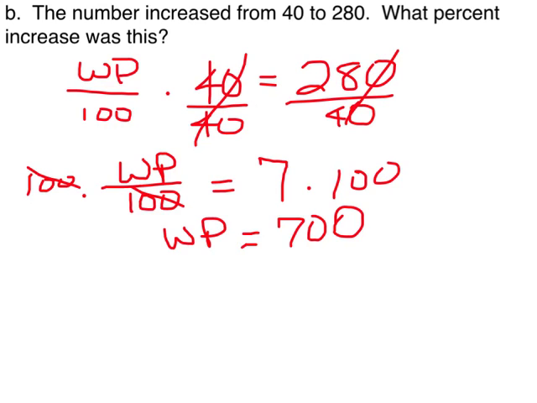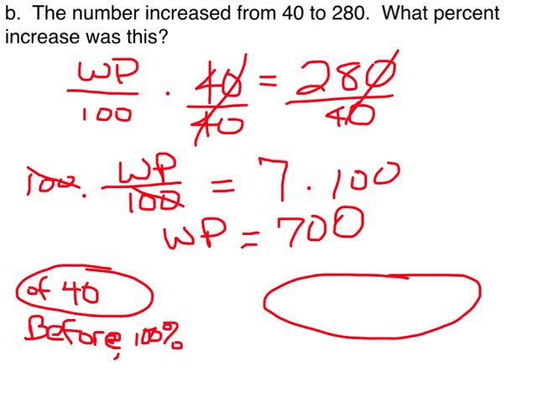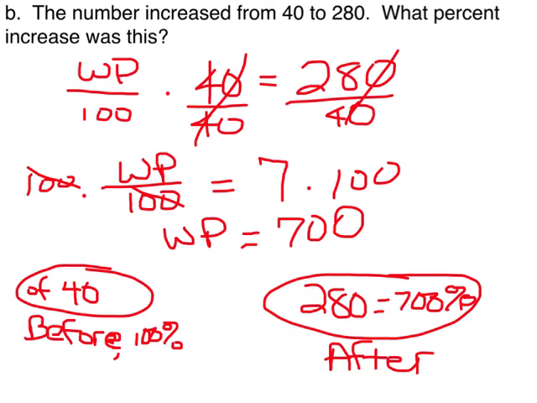So here in our diagram we have 40, and that's before. Before it increased, it was 100%. And then after the increase, we have 280, and we know that it is 700%. So that is after the increase. When you're doing your diagrams, this is how you would do it. Solve the equation first, then do your diagram.